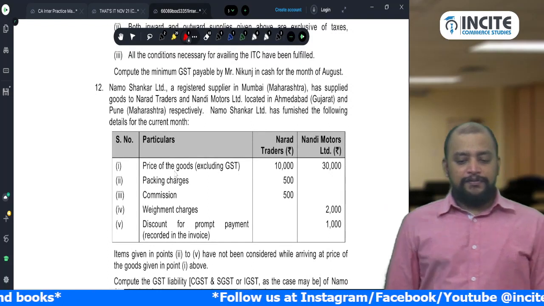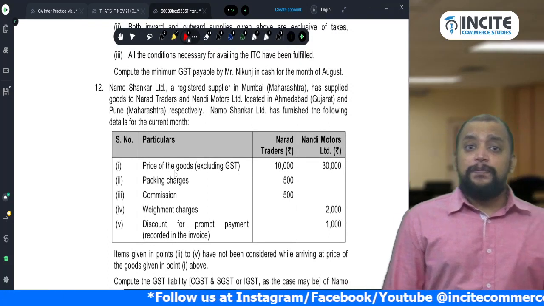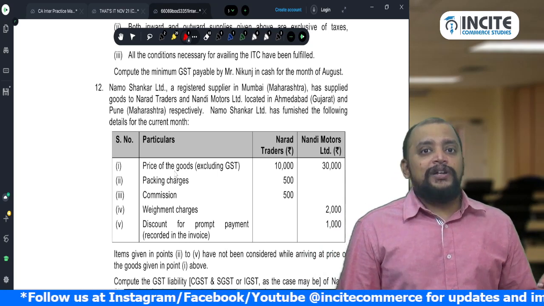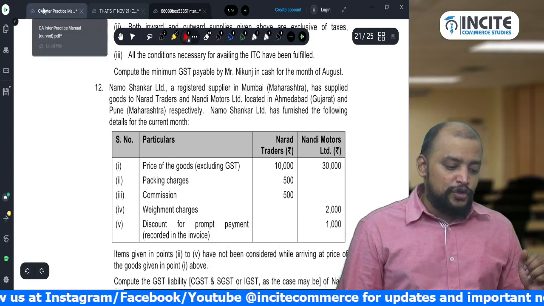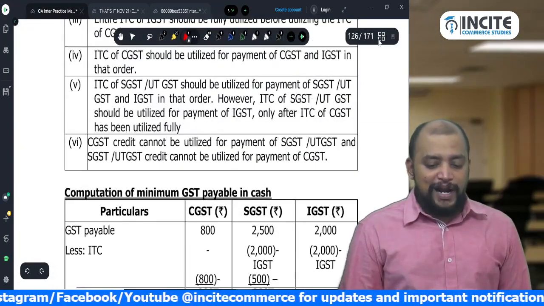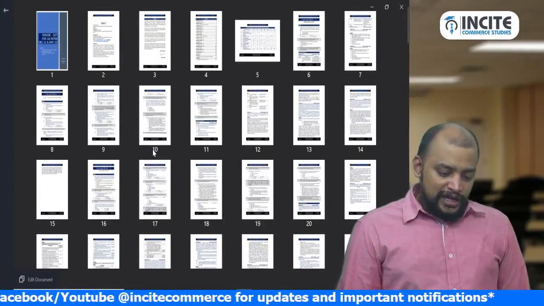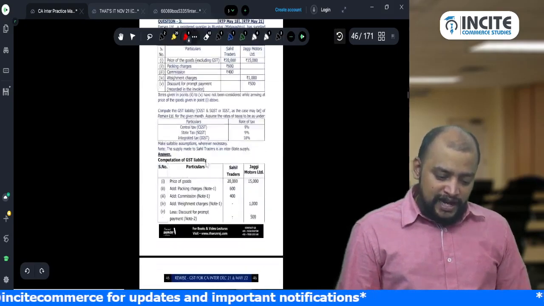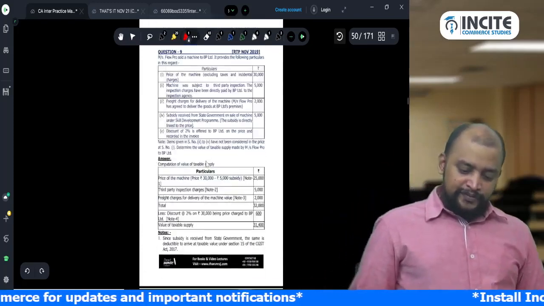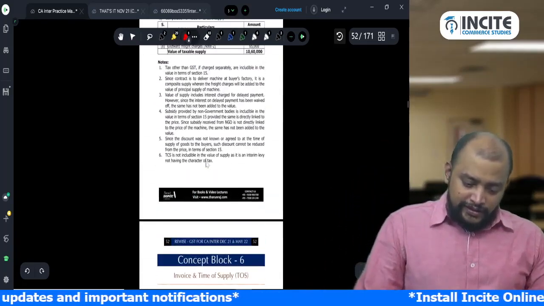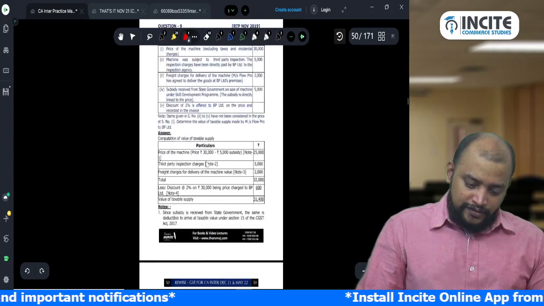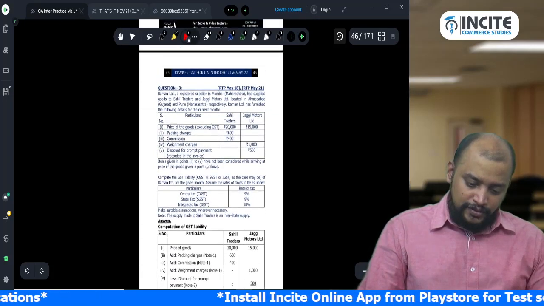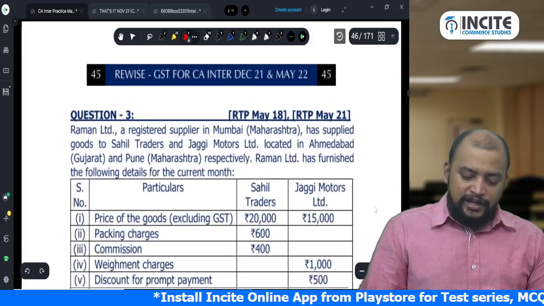Now question number 12. This question number 12 is again a repeated question. Actually this question came in value of supply. Jaggi Motors, like that, one question is there. I will show you that. That question also I have given in our practice manual. Here, if you see value of supply, the same ditto question is there. Shahil Traders, Jaggi Motors.